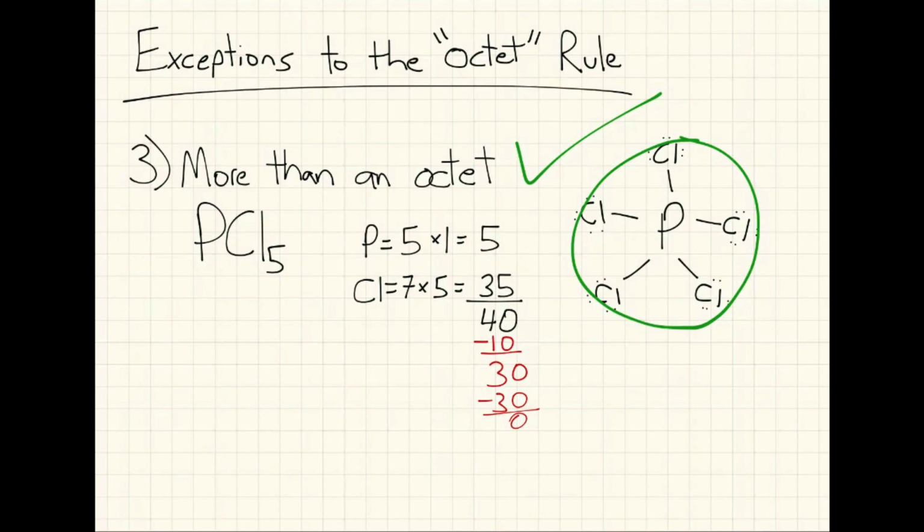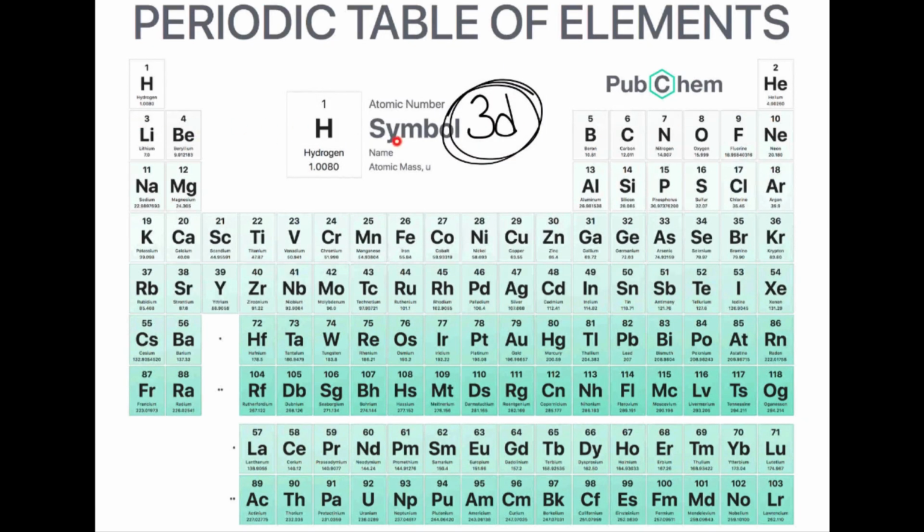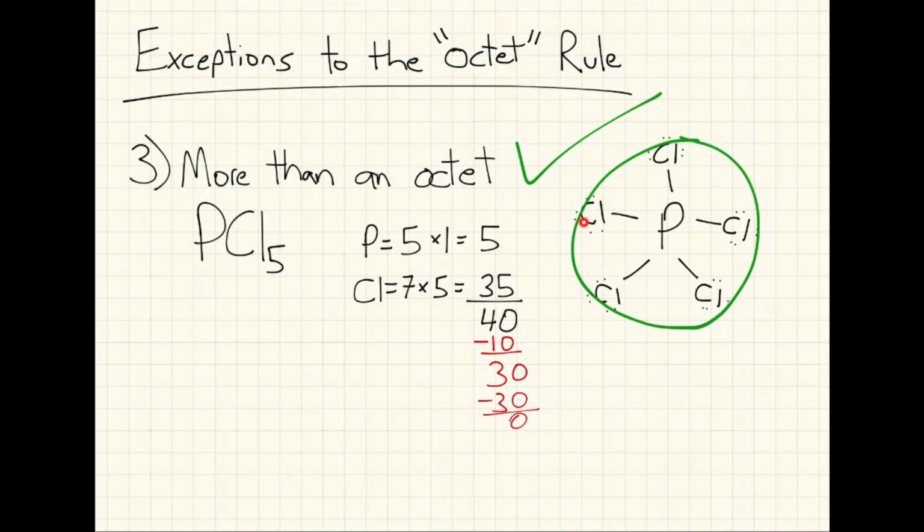And so octets generally aren't broken all that often for elements in the second row and above. And these are very common elements: carbon, nitrogen, oxygen. We talk about these elements all the time. But when you get down to the third row, you've got larger elements with more orbitals available and more complex bonding patterns also available. So keep a lookout for that. More than an octet is certainly possible so long as you're in the third row or below.